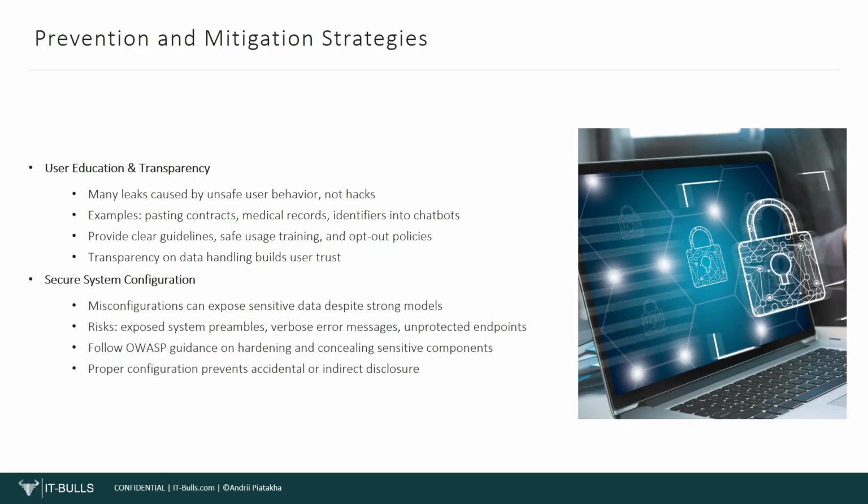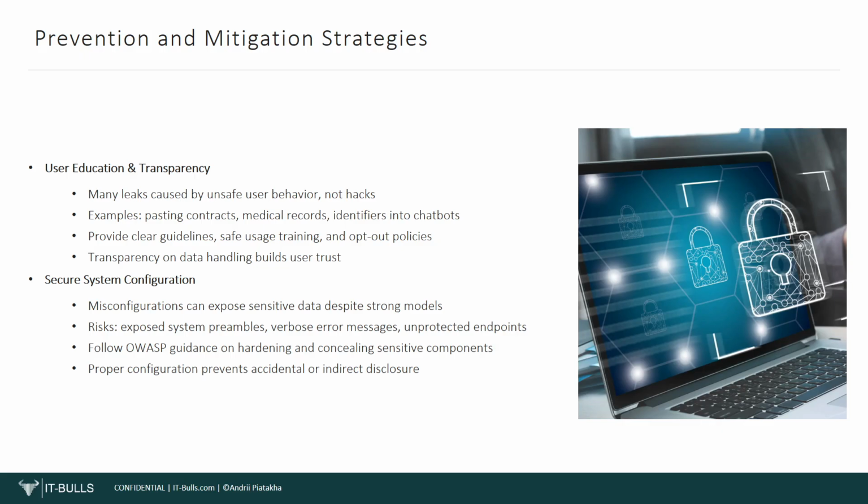Many leaks occur not because the system was hacked, but because users simply did not know how to interact safely with a model. People may paste entire contracts, medical histories, or personal identifiers into a chatbot without realizing that this data could later reappear in outputs or even be used for retraining. That is why it is essential to educate users on safe usage, to publish clear guidelines, and to provide opt-out policies for data collection. Transparency around how data is handled, whether it is stored, anonymized, or deleted, builds trust and ensures that users can make informed choices.